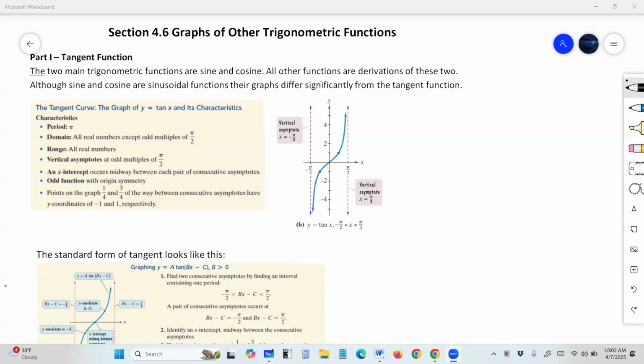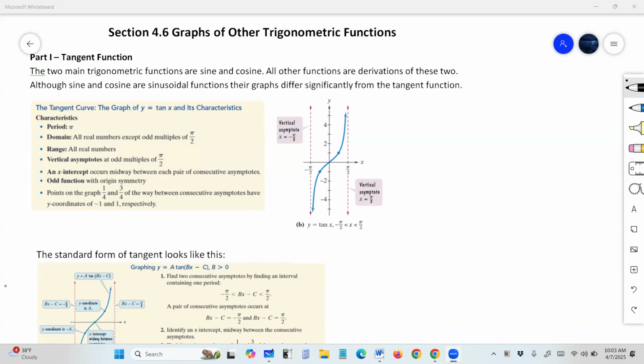Hi, hello everybody. So this is the video where we talk about section 4.6, graphs of other trigonometric functions. This topic has two parts. The first part is the tangent function, and the other is the cotangent. Those are the only ones we're going to be seeing in section 4.6.